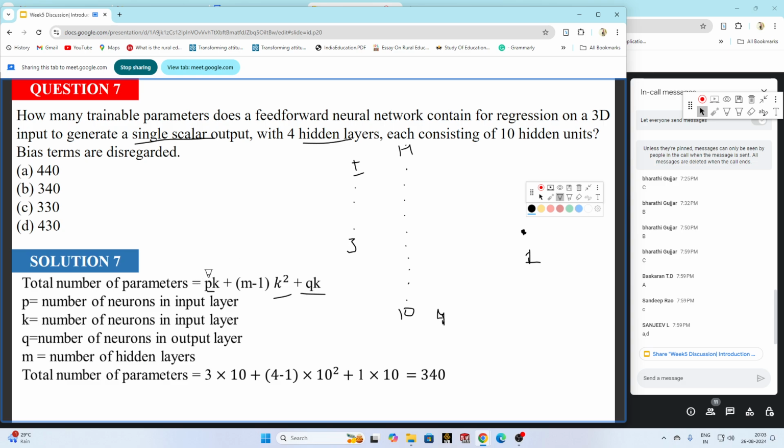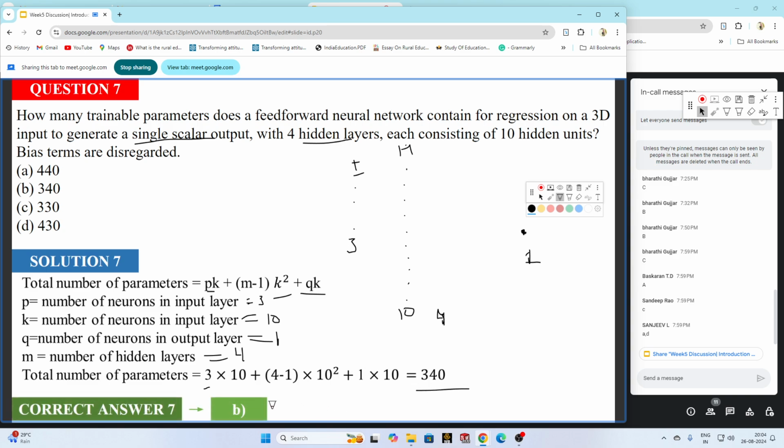But what is the value of p here? We have 3 inputs, so the value of p is 3. K, we have 10 neurons in the hidden layer, that is why k is 10. So p is 3, k is 10, and q is 1. And m is the number of hidden layers, which are 4, right? So your answer will be 3 times 10 plus (4 minus 1) times 10 square plus 1 times 10. So that will be 340. So 340 will be your answer, and option B is your correct answer.